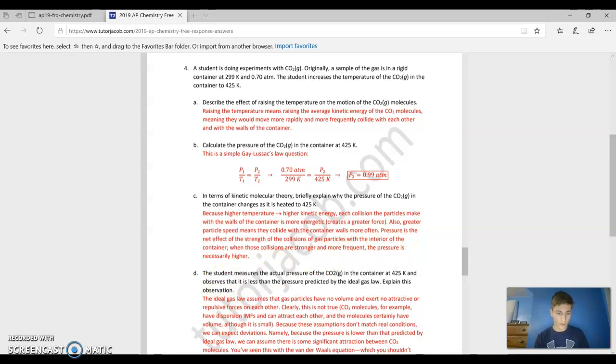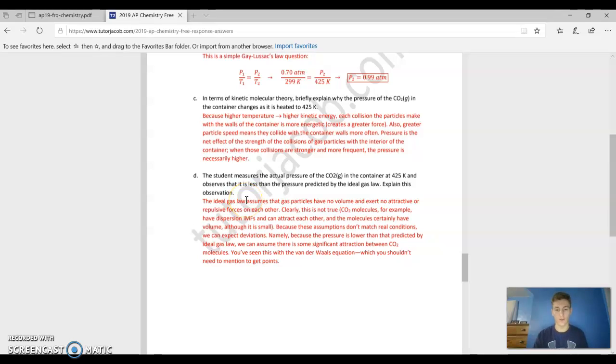Okay, moving on to D. The ideal gas law assumes that gas particles have no volume and exert no attractive or repulsive forces on each other. We know that that is not true because these do not match real conditions. We can expect deviations, namely because the pressure is lower than that predicted by the ideal gas law. We can assume there is some significant attraction between CO2 molecules. So that is why we will see a difference in the actual observations and the predicted pressure using the ideal gas law.